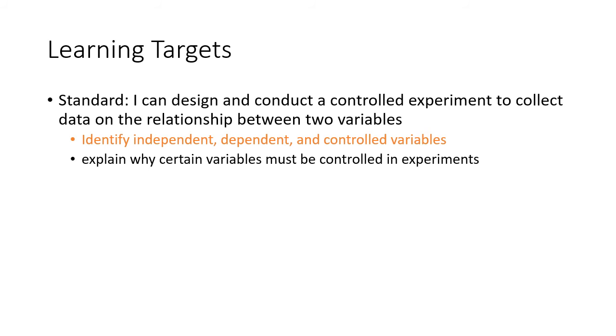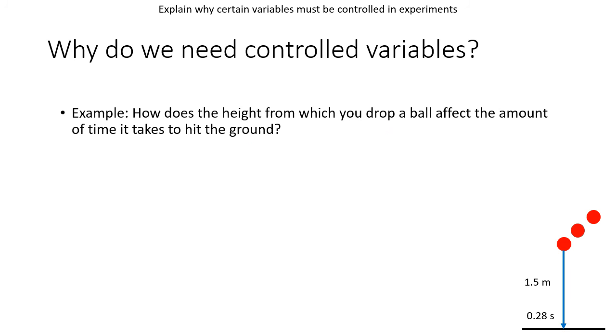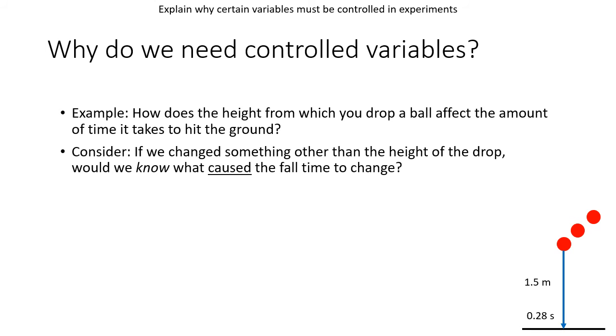So, looking back at our learning standards and targets here, we have now identified independent, dependent, and controlled variables. So now let's look at this next one. We want to be able to explain why certain variables must be controlled. Again, we'll keep using this same experiment. So I want you to consider this.